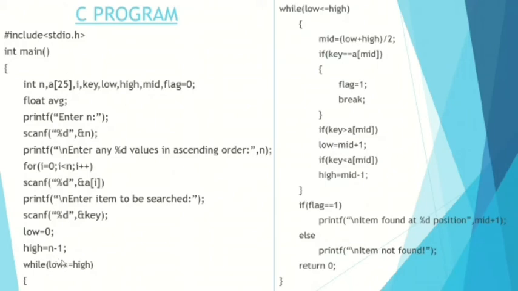Then we calculate mid, which is equal to (low plus high) by 2, to get the middle index of the array. There is a while loop which checks if low is less than or equal to high to make sure that the array still has elements in it. If low is greater than high, then the array is empty.